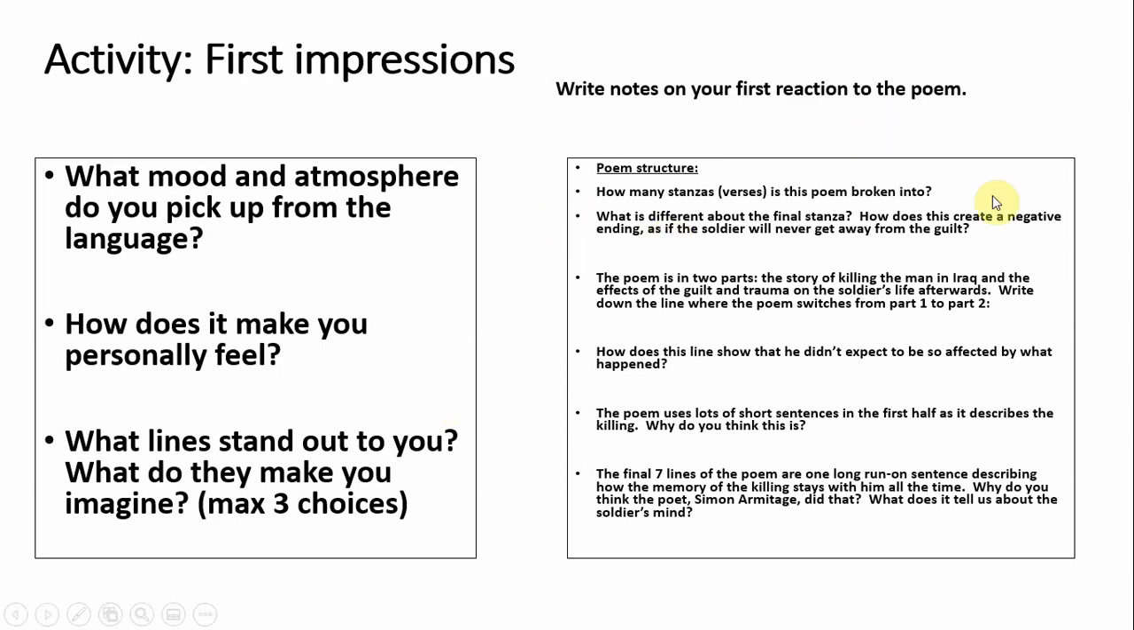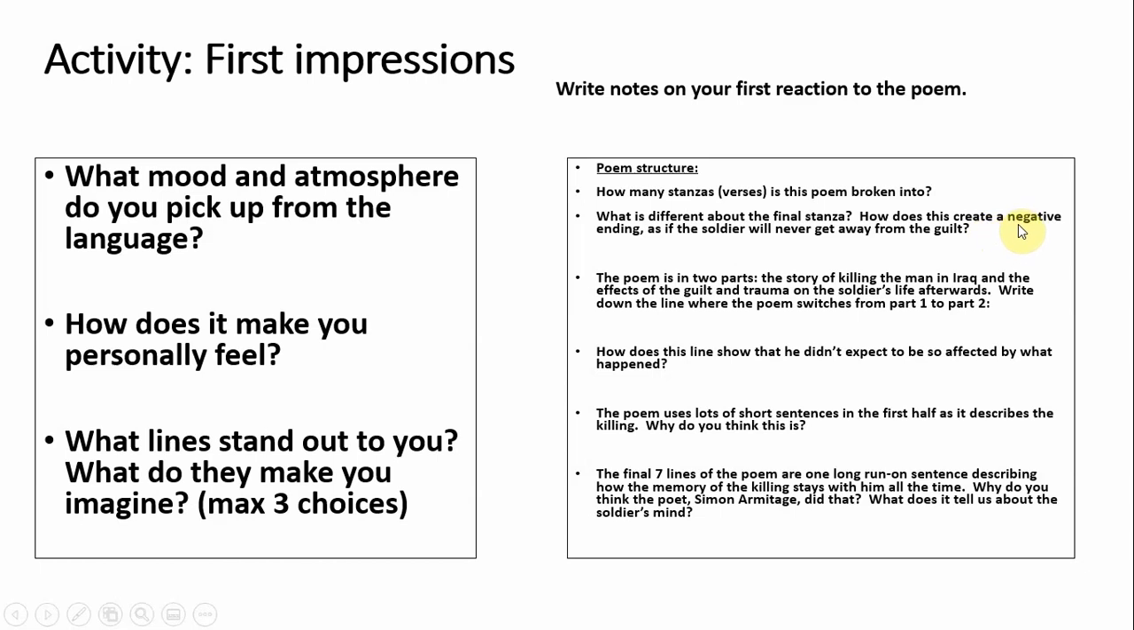When we look at the poem structure, think about how many stanzas, that's verses, the poem is broken into. We'll be referring to the stanzas from this point on. What's different about the final stanza? So a bit of structure here. The poet has chosen to write something different about the final stanza. What is it? And how does that create a negative ending?